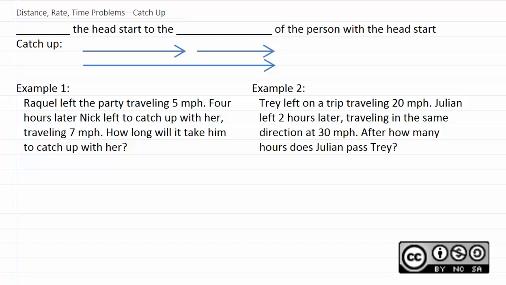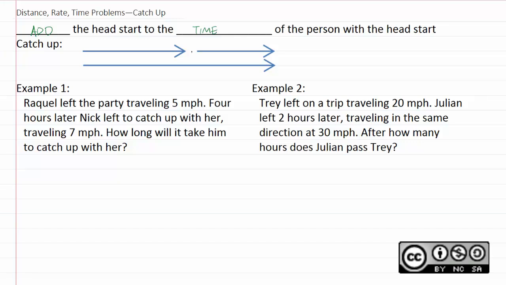We've observed what happens when our two people are going in the opposite direction. Let's now take a look at distance, rate, time problems where our two people are going in the same direction. The key here is to give the person who started earlier a head start. So we add the head start to the time of the person who started earlier, who got the head start. And so we'll have one person catching up with another.